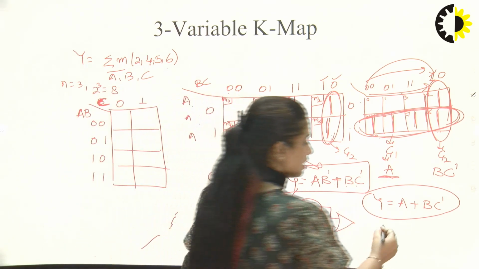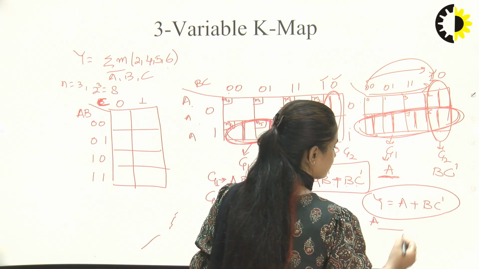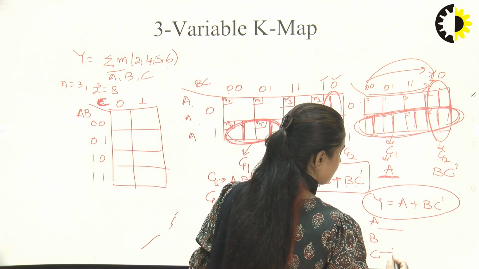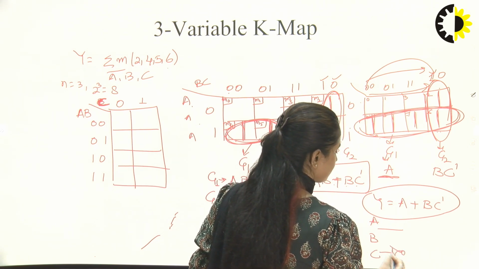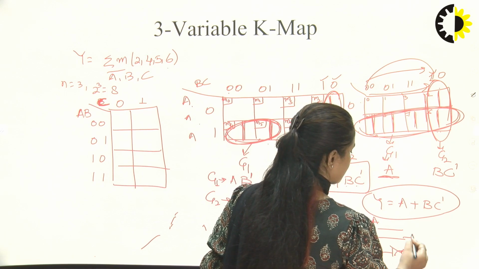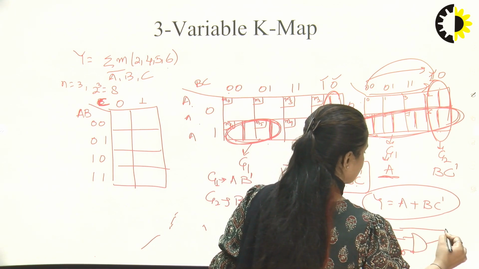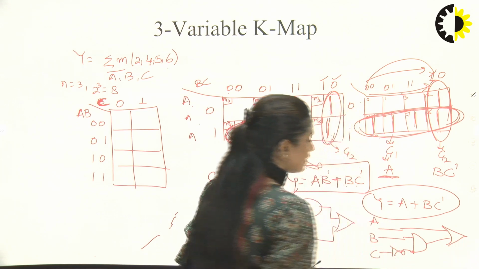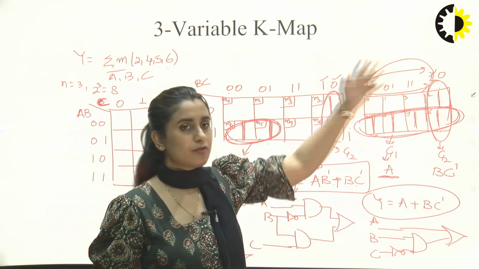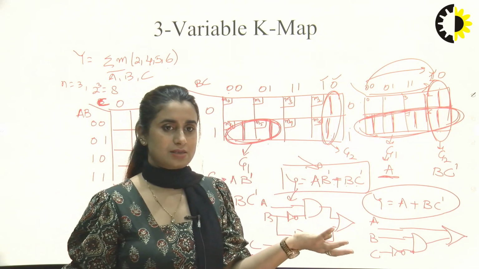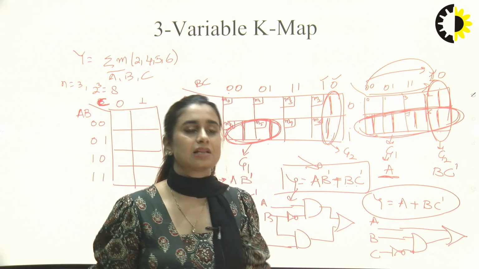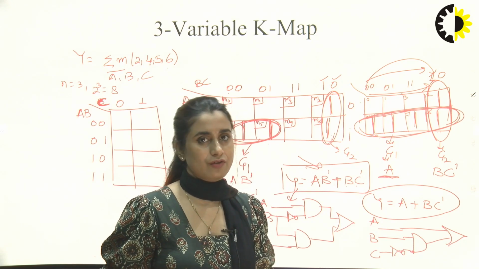And for this one, I simply need A, and I simply need B and C bar. So B and C bar would require an AND gate, and A and this would require an OR gate. So we can see that this requires fewer gates. The more ones, the bigger the group and the smaller the number of groups, so in hardware we need fewer gates to realize such operations.